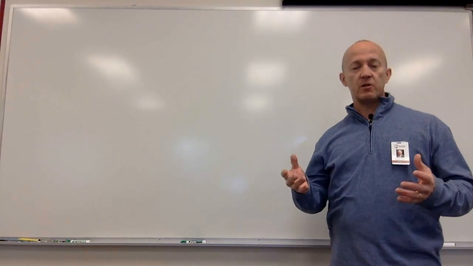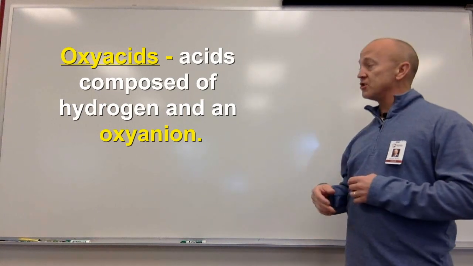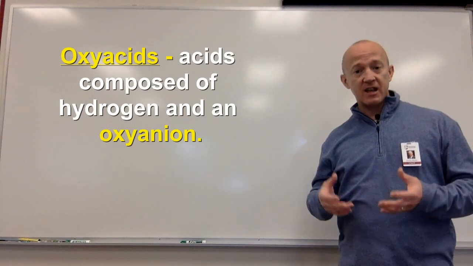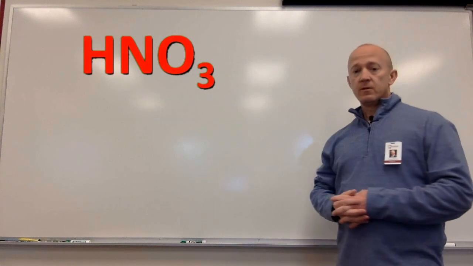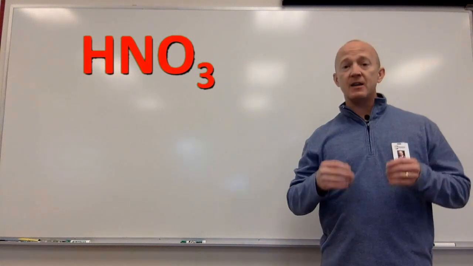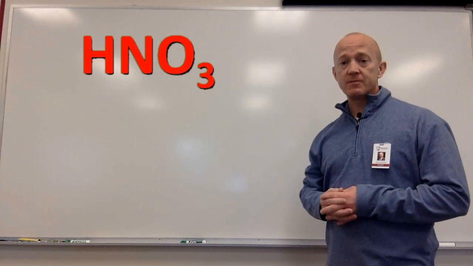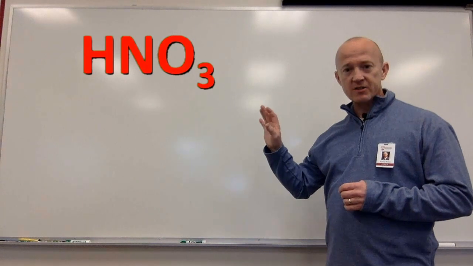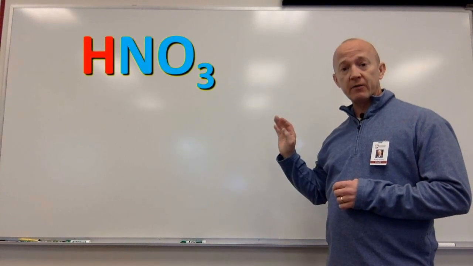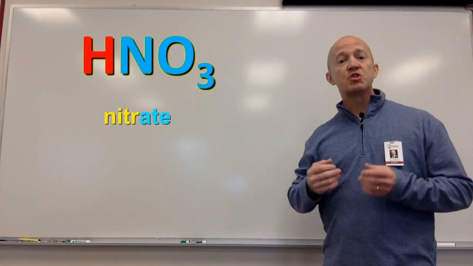What are they, first of all? Well, as you might guess, oxygen is involved. An oxy acid is a combination of hydrogen and an oxyanion. Here's one, for example, HNO3. The first thing we do is identify the oxyanion that's present. This is where you'll have to use that table of ions. We know not to include hydrogen in this, so it's just NO3, right? That's the oxyanion. NO3 is the nitrate ion.